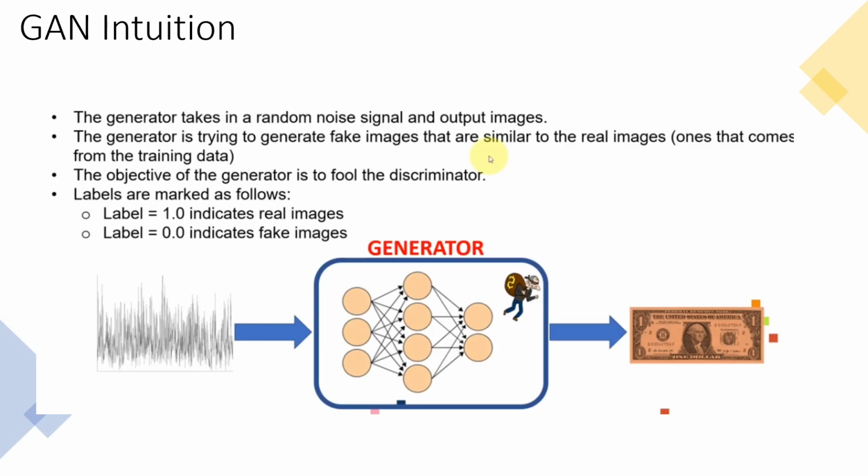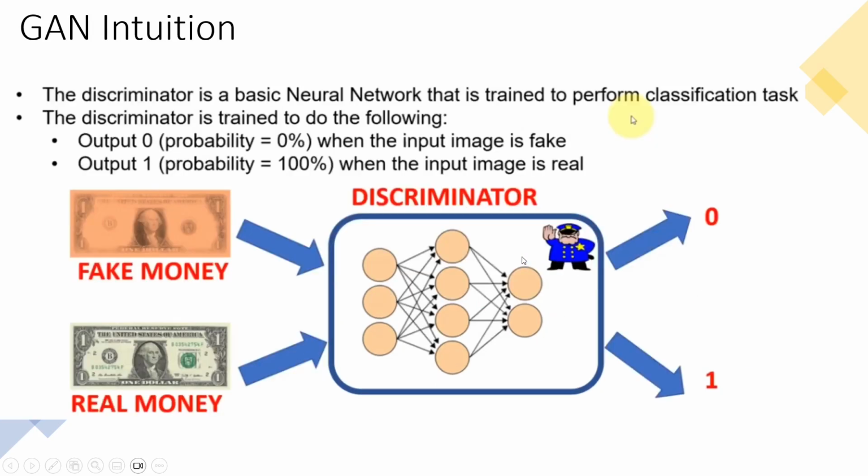So the generator takes in random noise and outputs images. It really gets just random noise, and it's outputting an image or it's outputting text. And the discriminator is a basic neural network that's trained to perform classification tasks. So the discriminator is nothing but a convolutional neural network with a little bit of difference. In the training phase, it's slightly different than a usual convolutional neural network. And as you will be seeing, we have some additional layers for the discriminator and generator.